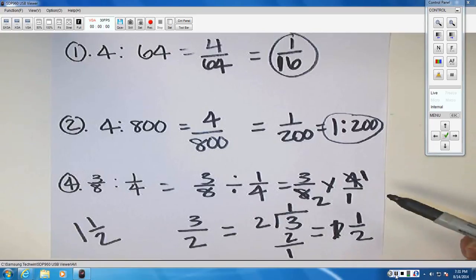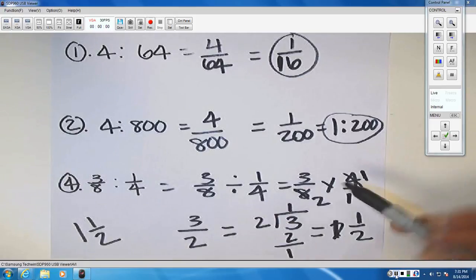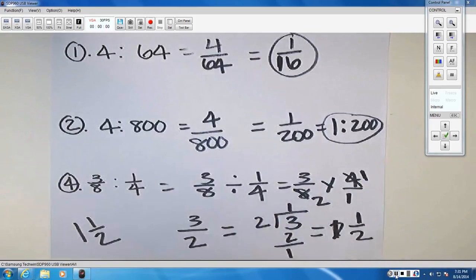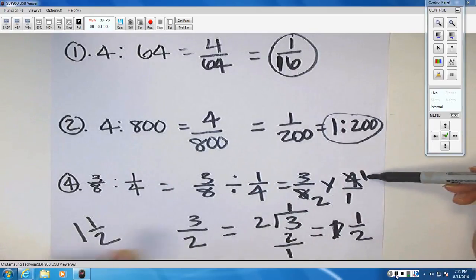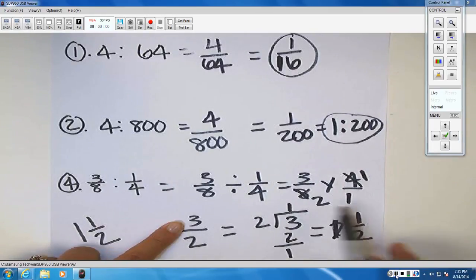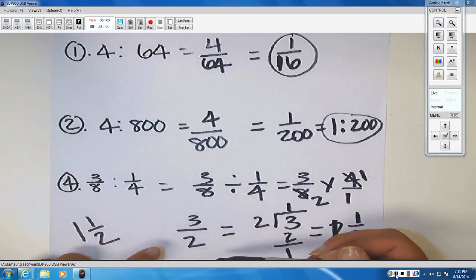We were then able to reduce. Our 4 went into 4 one time. Our 4 went into this 8 2 times. And then we multiplied straight across. So 3 times 1 is 3. 2 times 1 is 2. So we ended up with 3 halves.